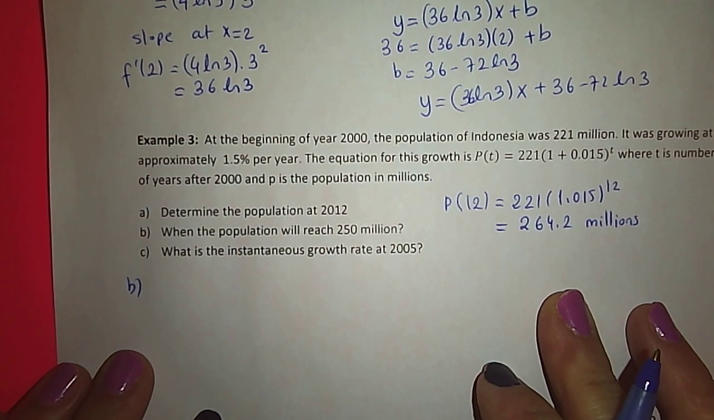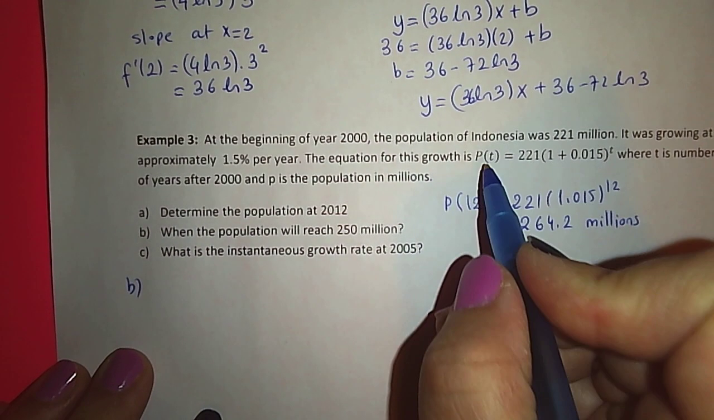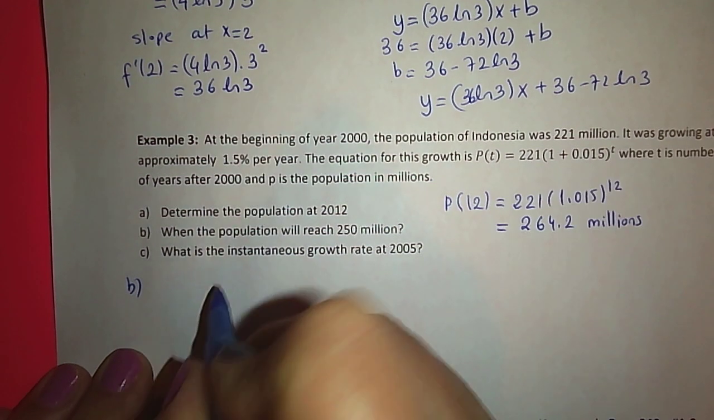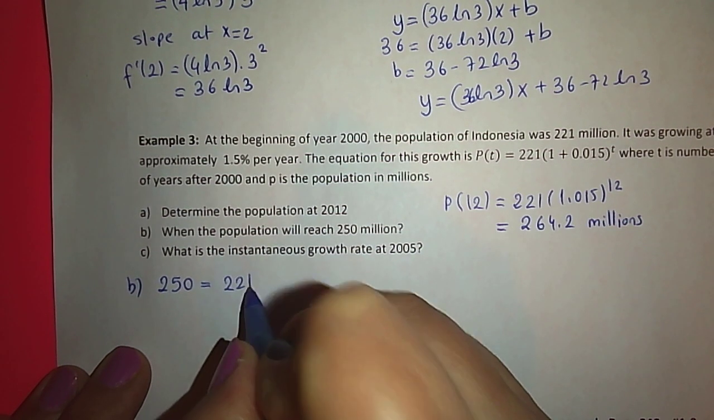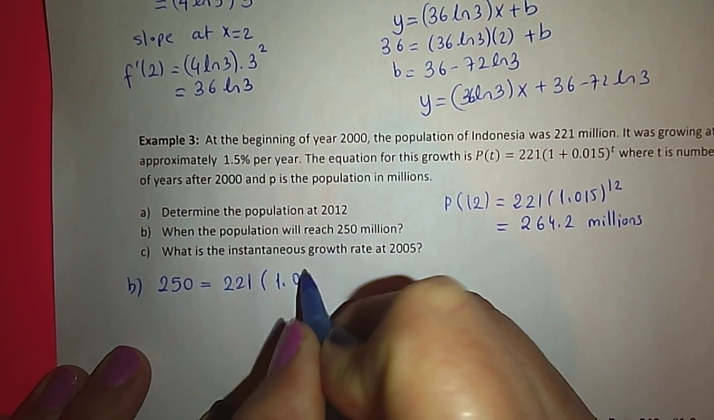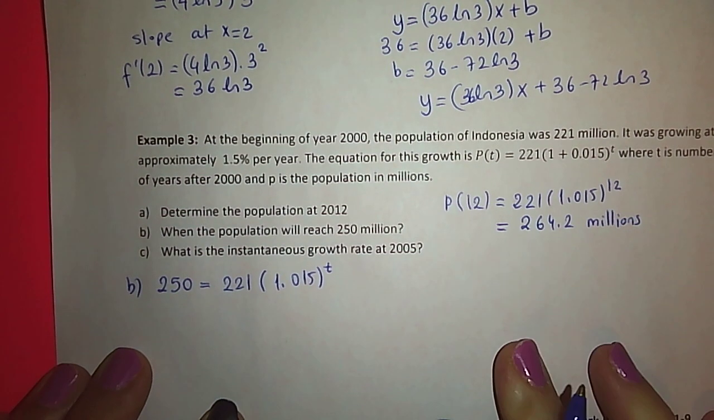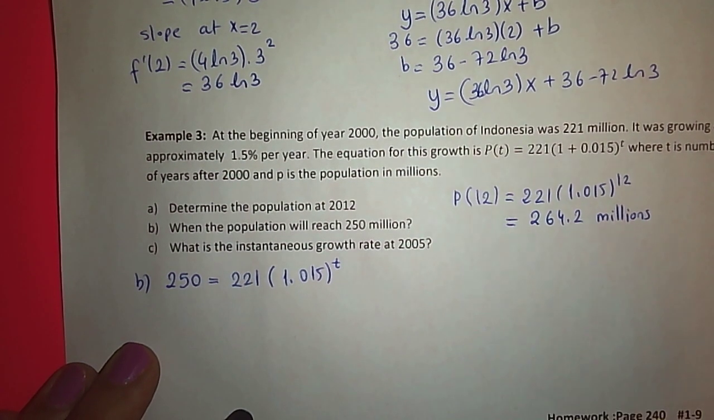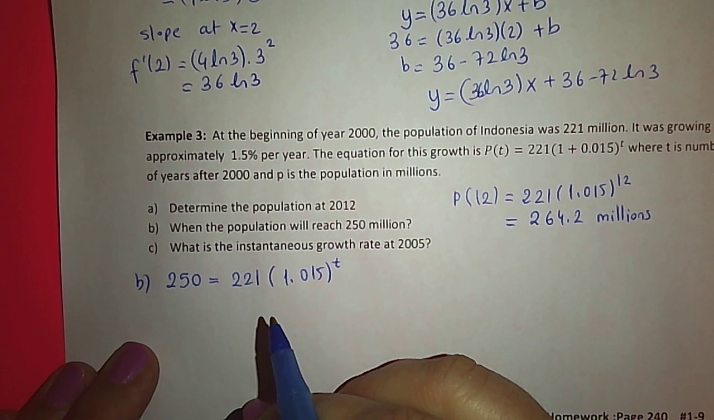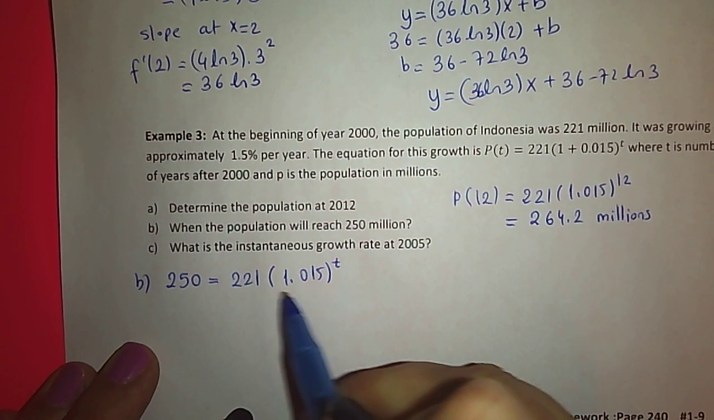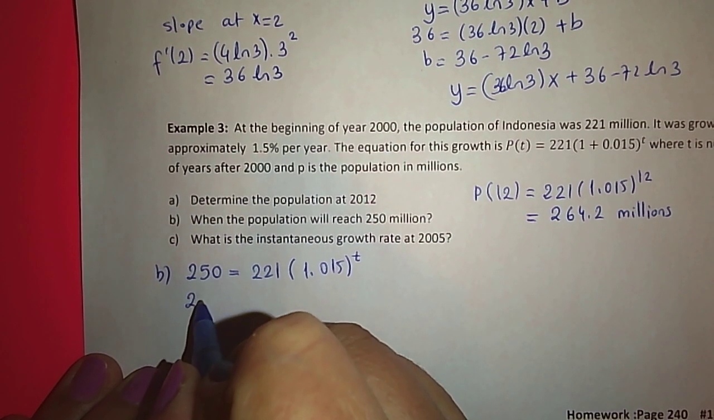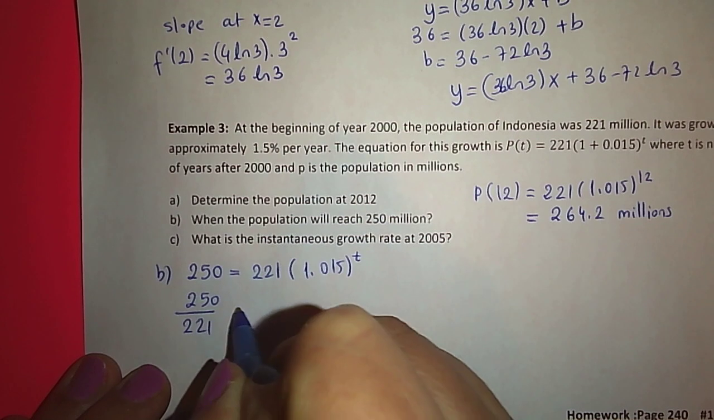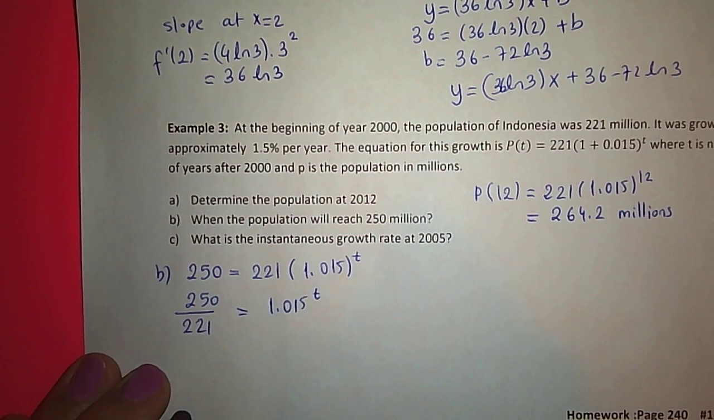Okay, so part B: when will the population reach 250 million? Again, we don't need to use calculus to answer this question. This time the population is given and we're going to solve for t. 250 million equals 221 times 1.015 to the power of t, and again we are looking for t. In advanced functions, to solve such an equation, you would take the log of both sides. But first, of course, you need to isolate the exponential piece. So to do that, let's divide both sides by 221. So we get 1.015 to the power of t on the right side.